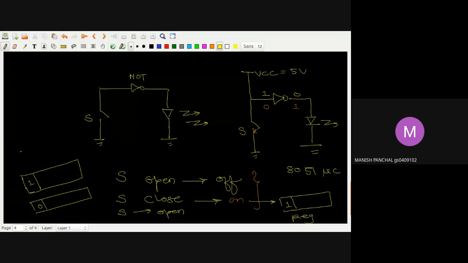What is this condition normally called? This condition is normally called floating. So this is called the floating condition for the input.